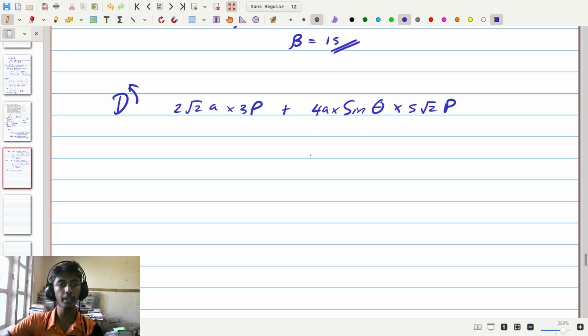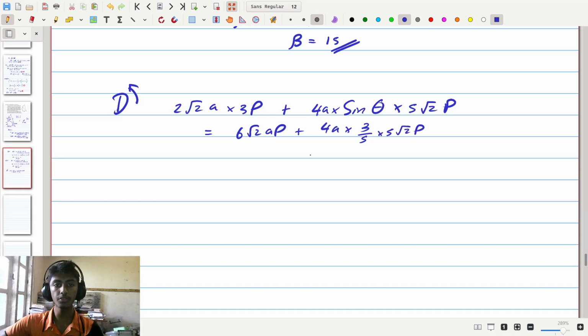Now, combining all of this together, 2 root 2a times 3p is going to become 6 root 2ap. And then the second part, this is 4a times 3 over 5 times 5 root 2p, which is going to give us 6 root 2ap plus, and over here, if we take everything, we're going to have this divided by 5 and this 5 cancelling, and then we're going to be left with 4a times 3 times root 2p, which is going to give us 12 root 2ap. So 12 root 2ap. So the total moment here is going to become 18 root 2ap.